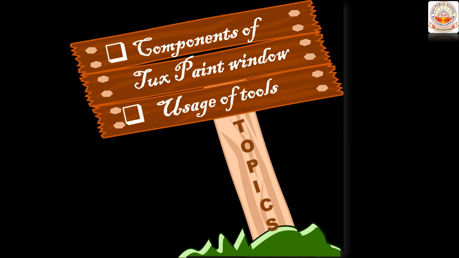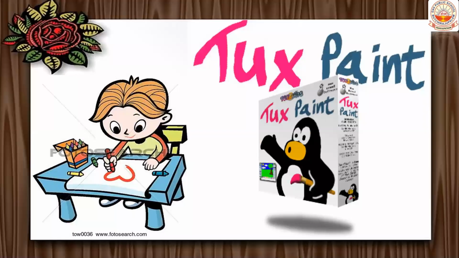So in this chapter, you will learn about the components, that is parts of the TuxPaint window, and also the usage of the components or tools. Okay, children? We can draw and color on the computer just like you do on a paper. There is a software program called TuxPaint. In this program, you can draw and paint on your computer screen. You can see, children, this is TuxPaint. It is a software program.